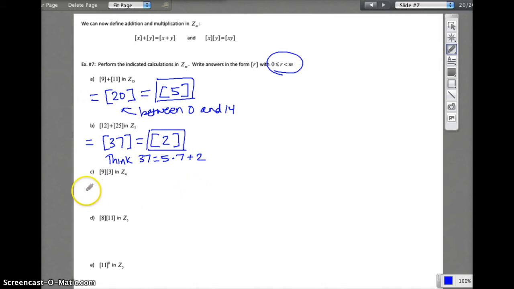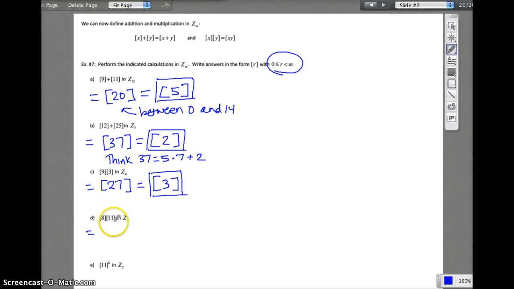So now multiplication, same thing. 9 times 3 is 27. So I think about the remainder when 27 gets divided by 4. That remainder is 3. Now 8 times 11 in Z5.